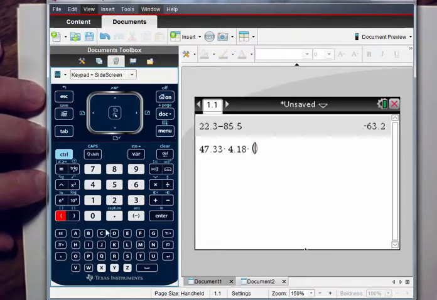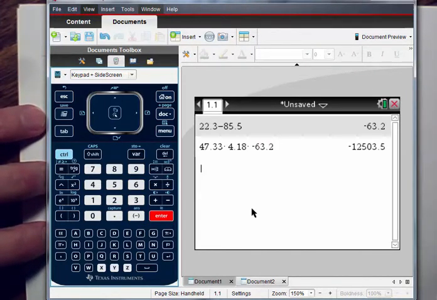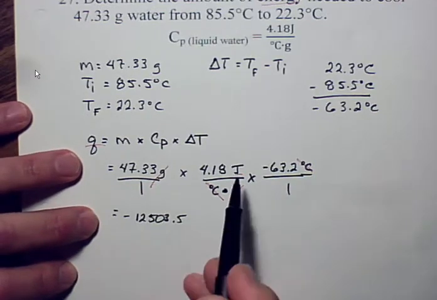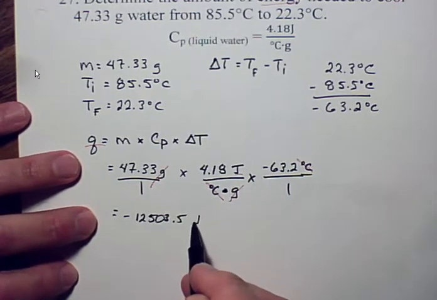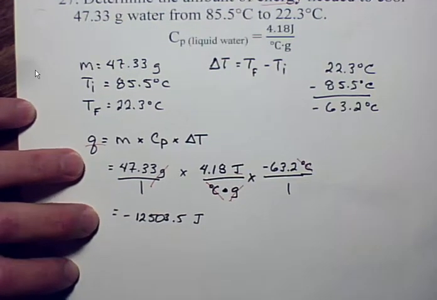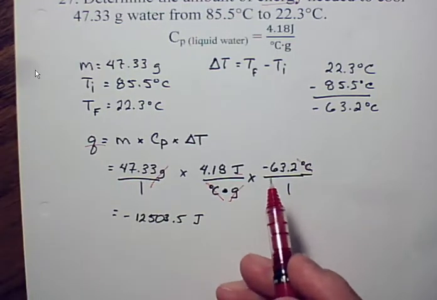So I'm going to put it in parentheses just to make sure I'm separating the terms. There you go. So we get that number. The units of measurement we have left are joules. And we're going to have to round off to find the right number of significant digits, and round off our final answer to the correct number.